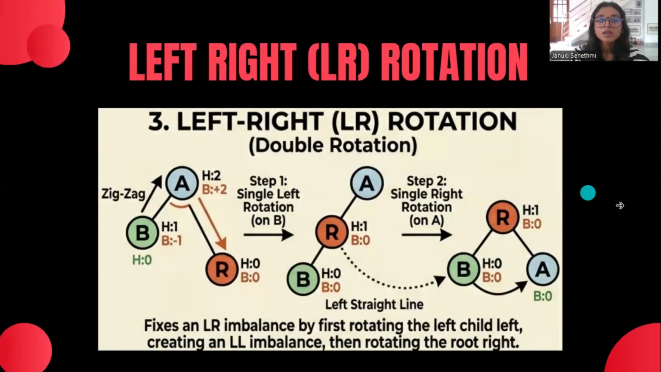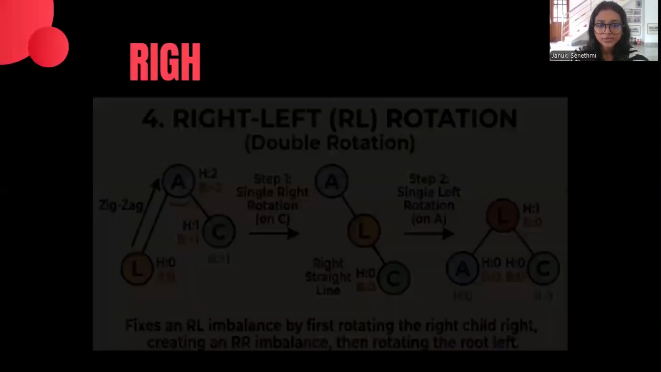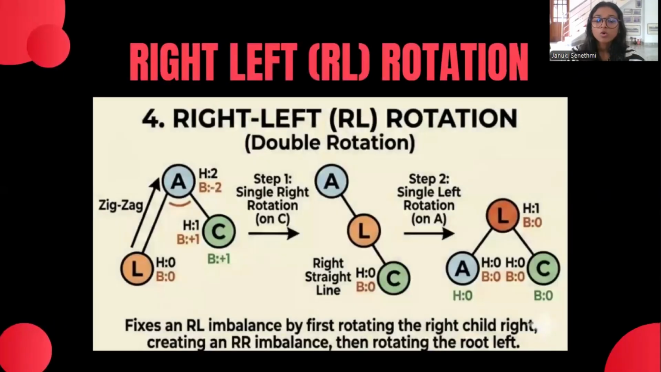Now, let's look at the right-left rotation, or we call this a double rotation. This happens when a node becomes unbalanced to the right, but the new node is inserted into the left side of that right child. This creates a zigzag pattern. In this example, node A is unbalanced and node L is the right child. But the imbalance is caused through node C, which is on the left side of L.